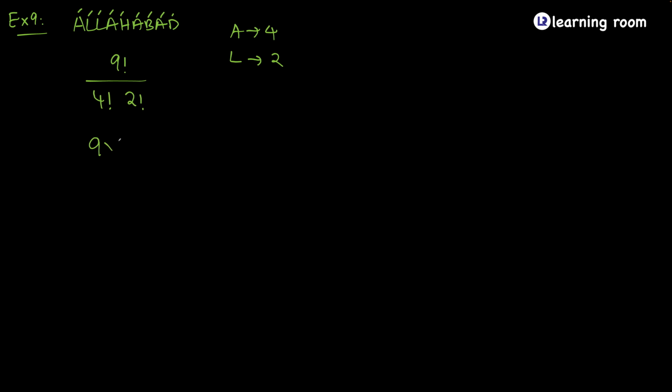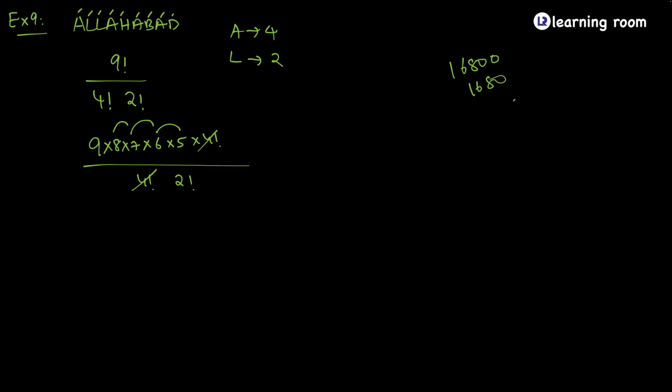So it is going to be 9 into 8 into 7 into 6 into 5 into 4 factorial divided by 4 factorial into 2 factorial. 4 factorial and 4 factorial will get cancelled. If you observe, this is 30, 30 into 7 is 210, 210 into 8 is 1680, 1680 into 9 is 15120. This divided by 2 is 7560. So 7560 should be the answer.